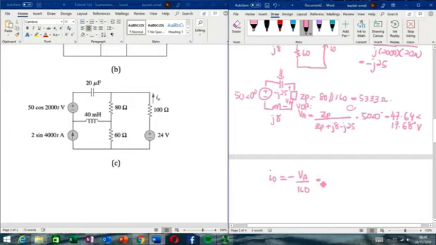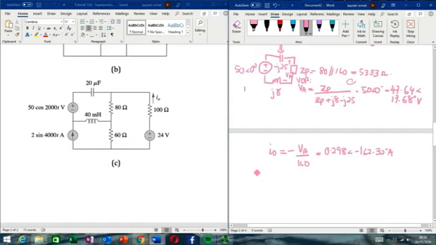So divide by 160. So the answer is negative... So the answer is 0.298 angle negative 162.32 ampere.